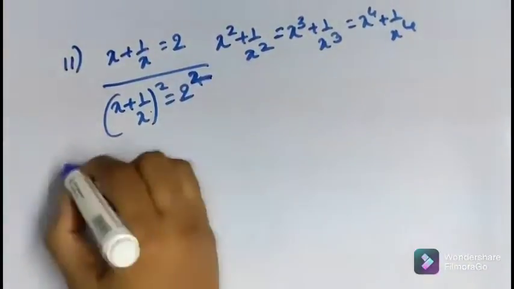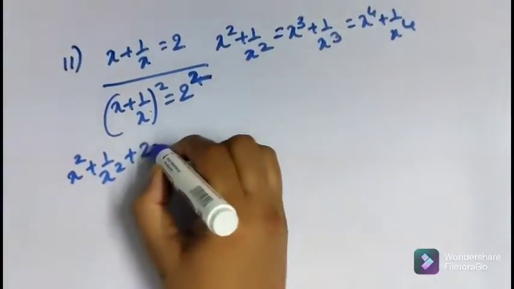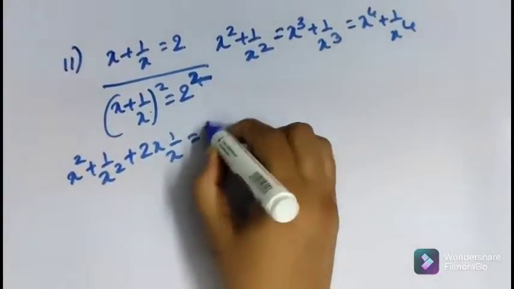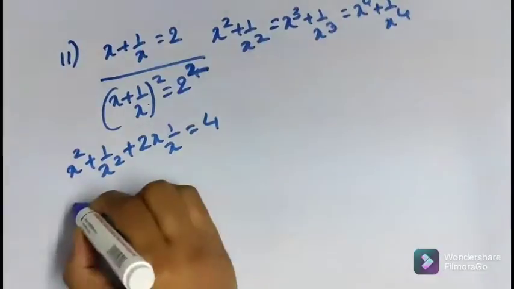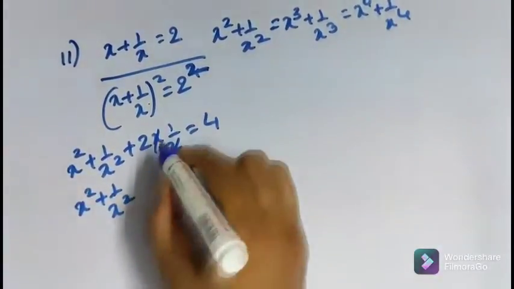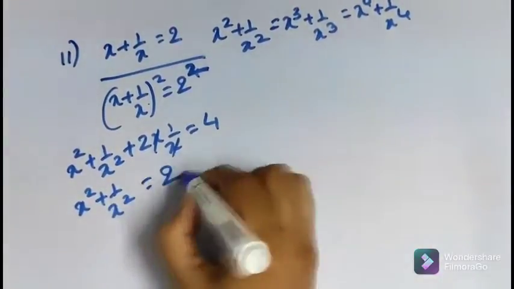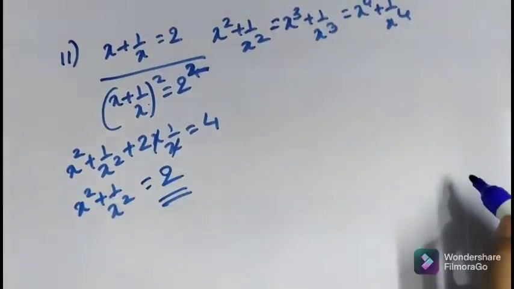right? So here let's expand it. x square plus 1 by x square plus 2x into 1 by x is equal to 4. So here x square plus 1 by x square, x gets cancelled. So this 2 goes that side, it becomes minus 2, right? 4 minus 2, answer we get is 2. This is the first part.